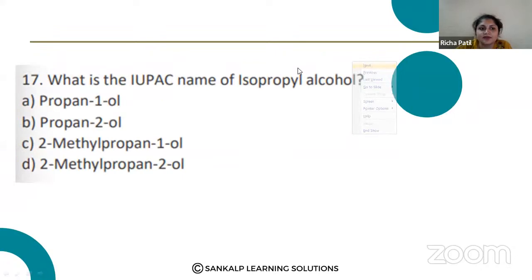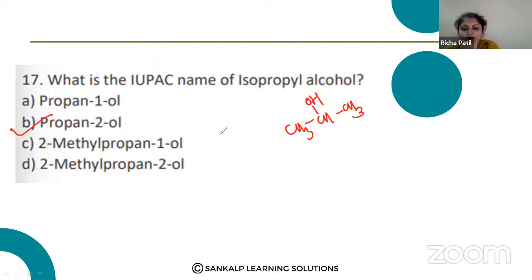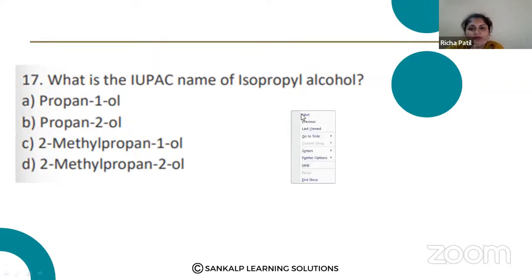Next. What is the IUPAC name of isopropyl alcohol? I'll write the structure: CH3, CH. Yes, it is propan-2-ol. Correct. Pavitra, Asha, Amruta, Shishma, many have answered it right. Very good. We'll go for the next one.